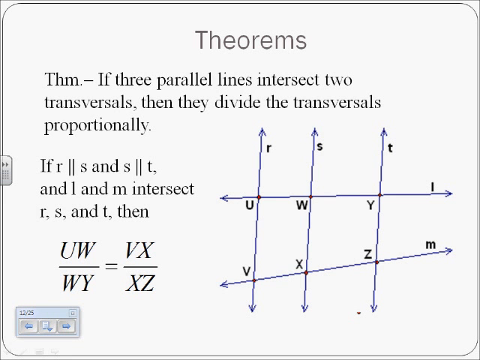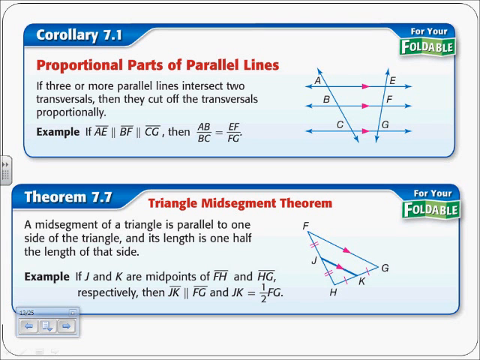Alright, new theorem. If three parallel lines intersect two transversals, okay, again, transversals are lines that cut across two or more lines, then they divide the transversal proportionally. Specific example here with the picture. If R is parallel to S and S is parallel to T, and L and M intersect R, S, and T, then we know that line segment UW over line segment WV is equal to VX over XZ. Let's apply that theorem. The top has the same statement.